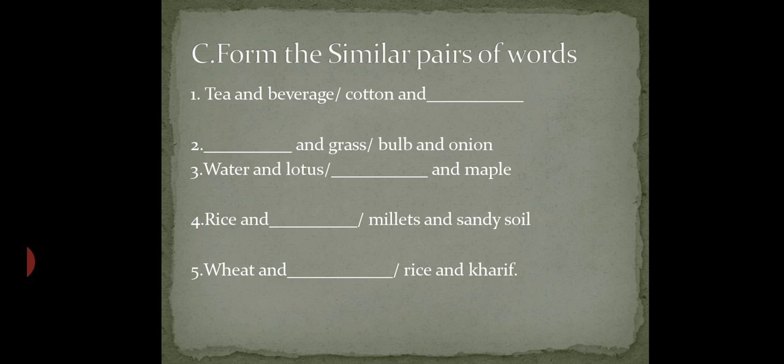Second one: dash and grass, bulb and onion. What is the answer? Runner and grass. So runner plants are grass, bulb and onion.